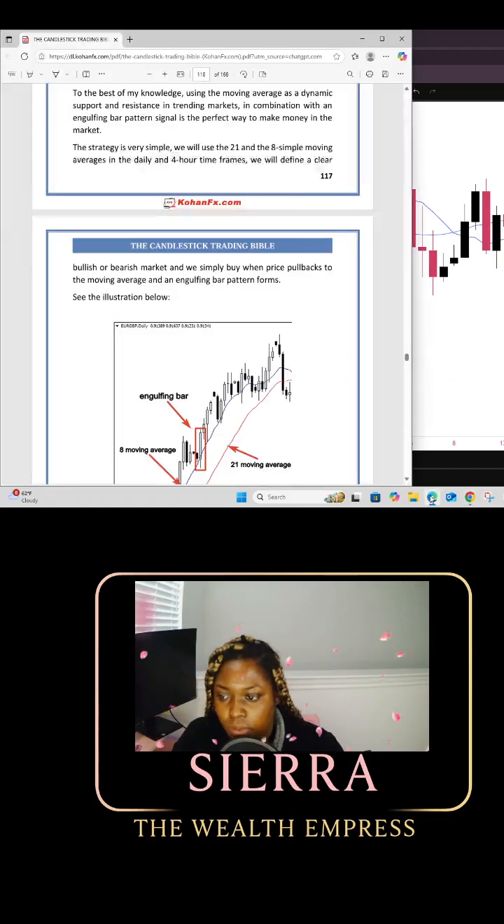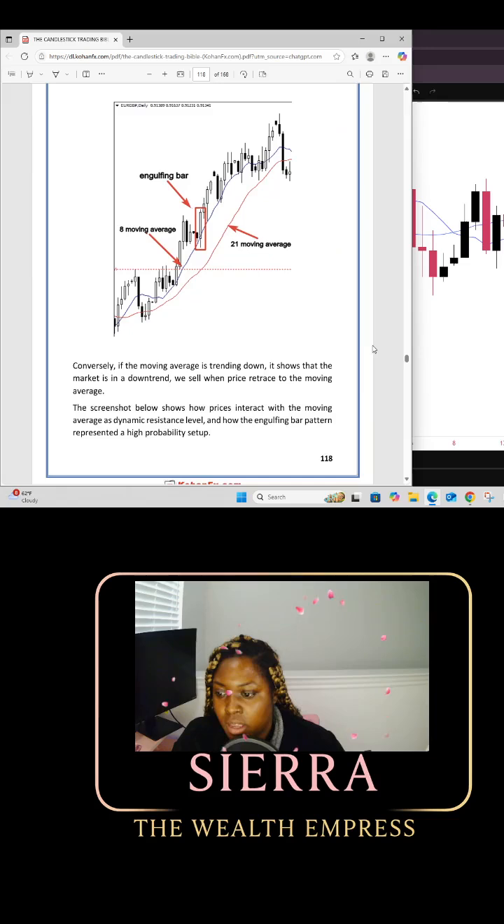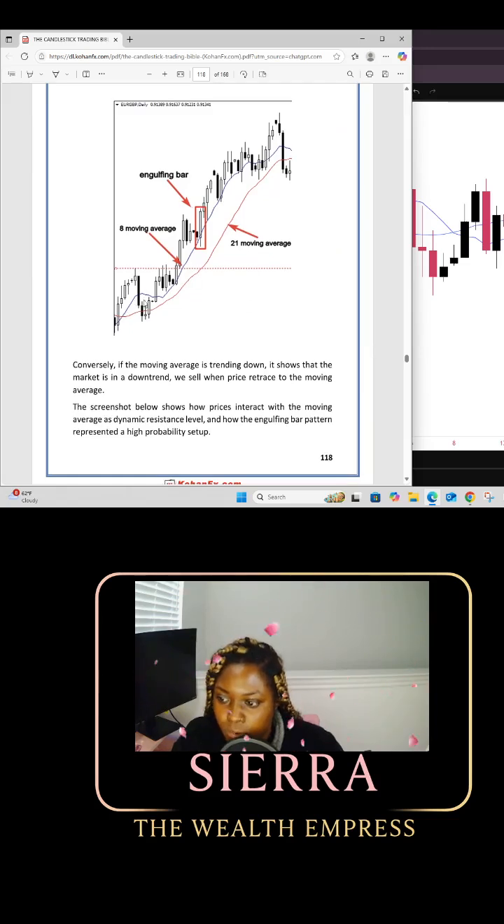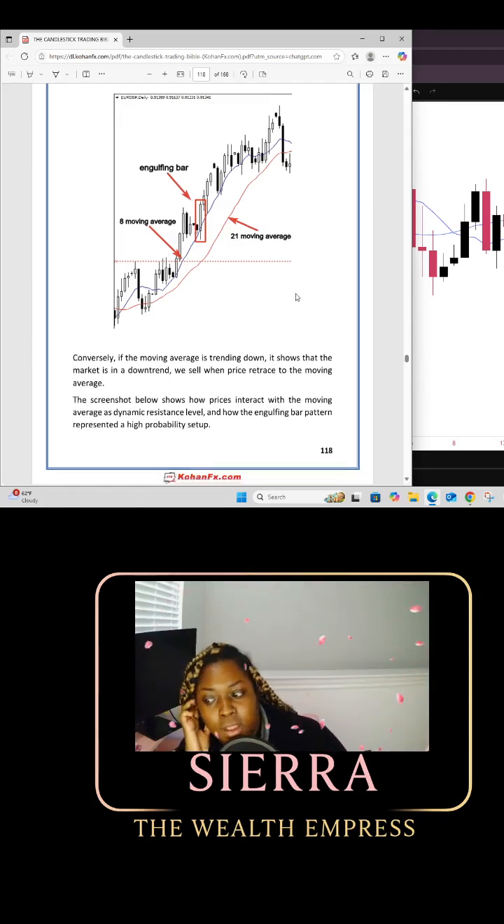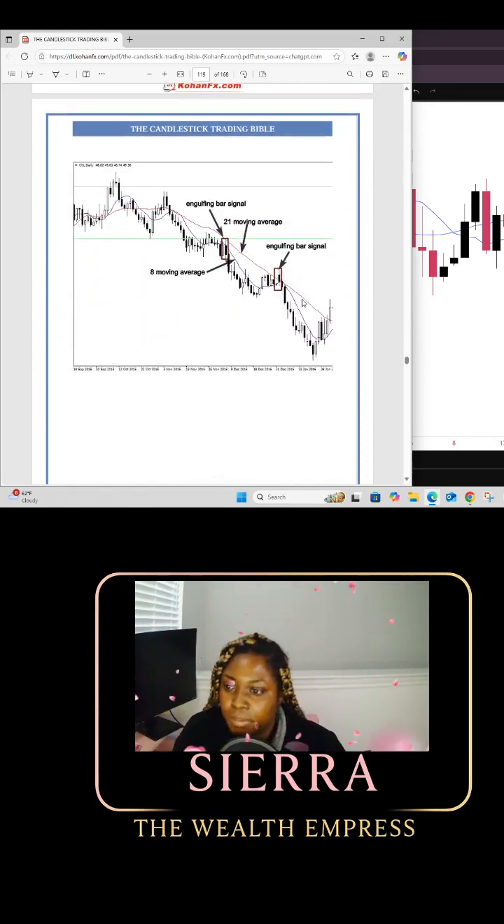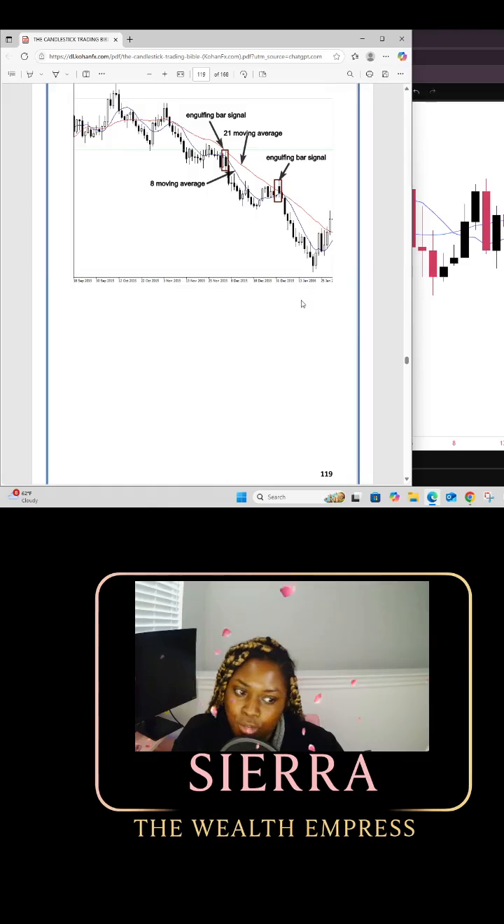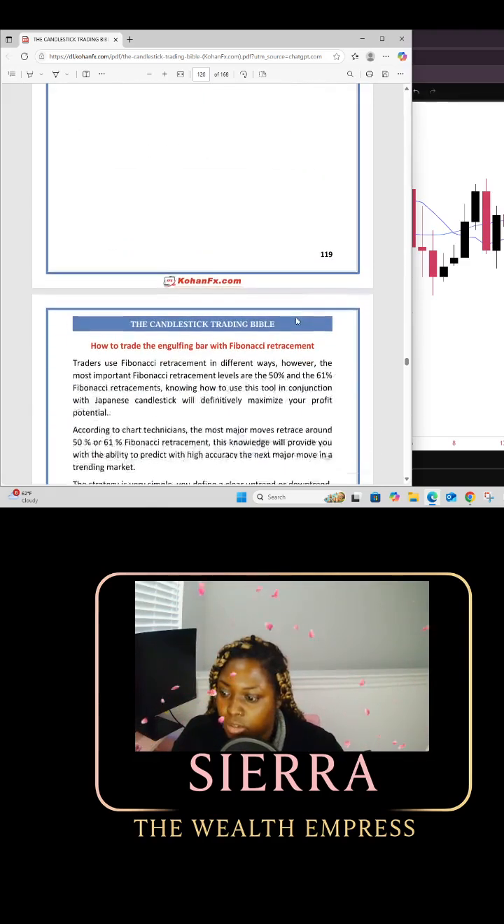Okay. And then they're showing you here the moving average crossing, and then you get your bullish engulfing. I'm definitely not going to be implementing the moving average, but I do use engulfing candlesticks, okay?